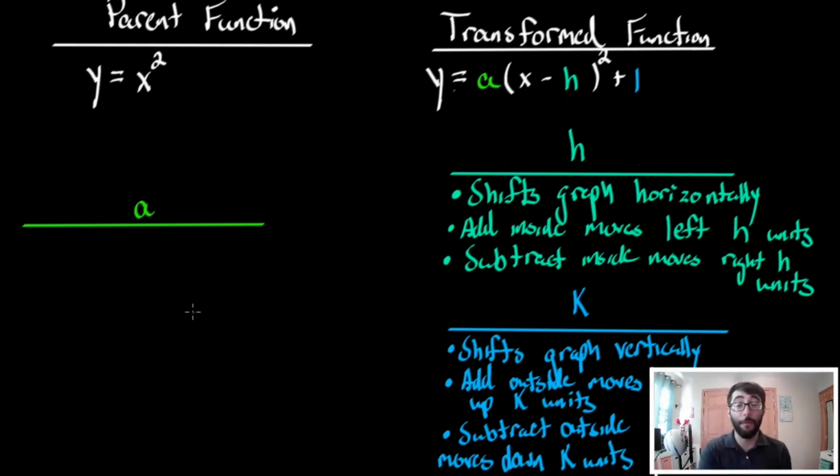So the first thing I'm going to talk about, though, is when we reflect over the x-axis. Remember, that happened when a was negative, and that's all that that negative means. So if a is negative, we are reflected over the x-axis.